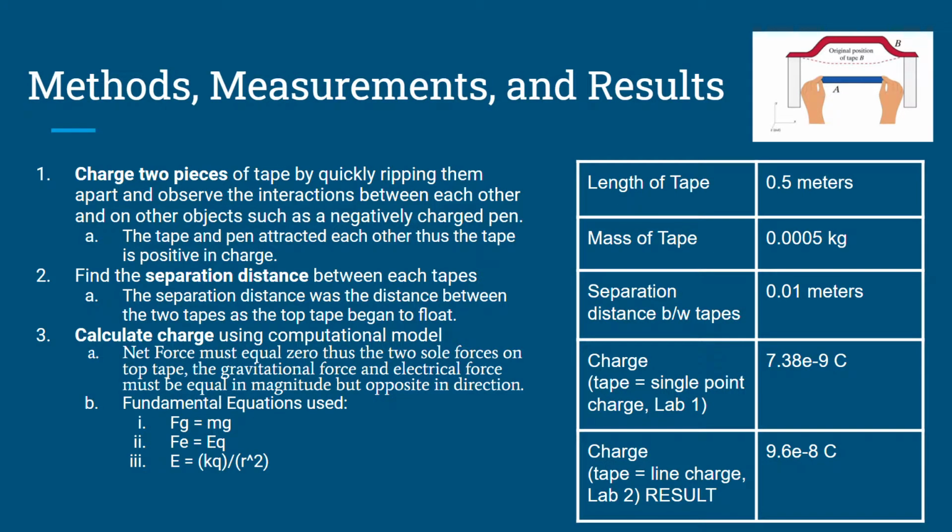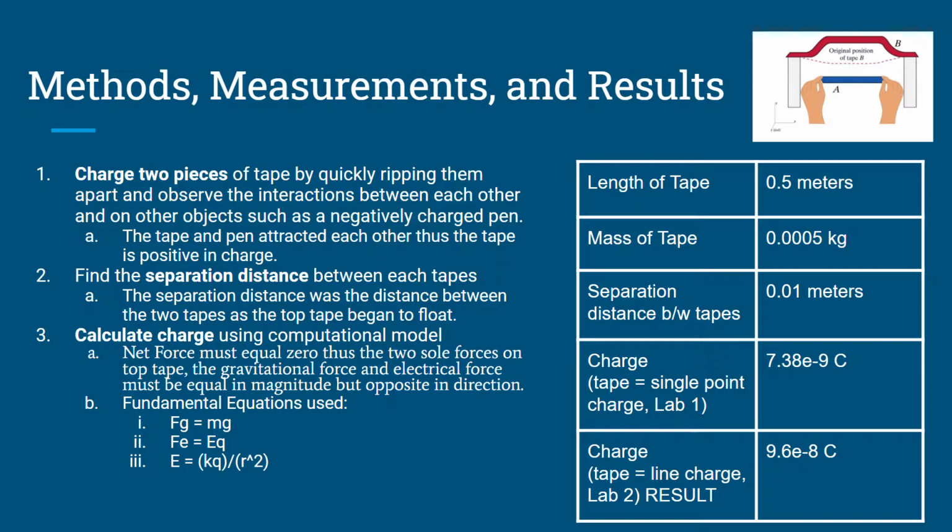Now for our methods, measurements, and results. We first had to charge two pieces of tape by quickly ripping them apart and observe the interactions between each other and on other objects such as a negatively charged pen. When we brought two tapes together, the tapes repelled each other, which is expected as like charges repel and opposites attract. But when we brought the tape next to a negatively charged pen, we saw that it attracted the pen. Thus, we were able to conclude that the tape was positive in charge.